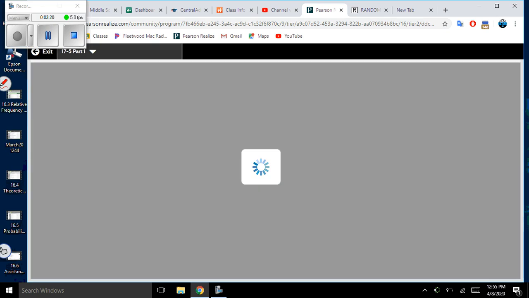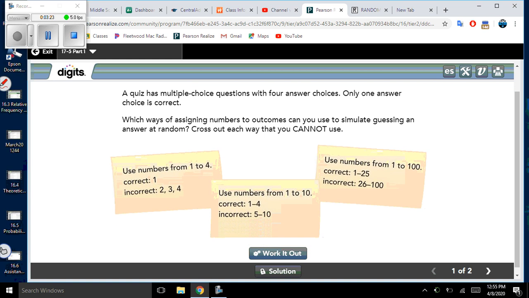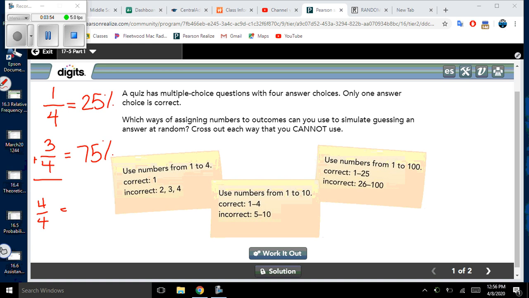Again, please pay attention to how we're going to pull this off. We've got a quiz that has multiple choice questions, 4 choices. So instantly you should be thinking, hey, 4 choices, and only one of those choices is correct. So you know that you're looking to represent 1 out of 4. You could think of it as 25%. That would mean, by the way, that 3 out of 4 would be incorrect, or 75%. Please note 3 out of 4 plus 1 out of 4 is 4 out of 4, which is equal to 1. And 25% plus 75% is equal to 100%.